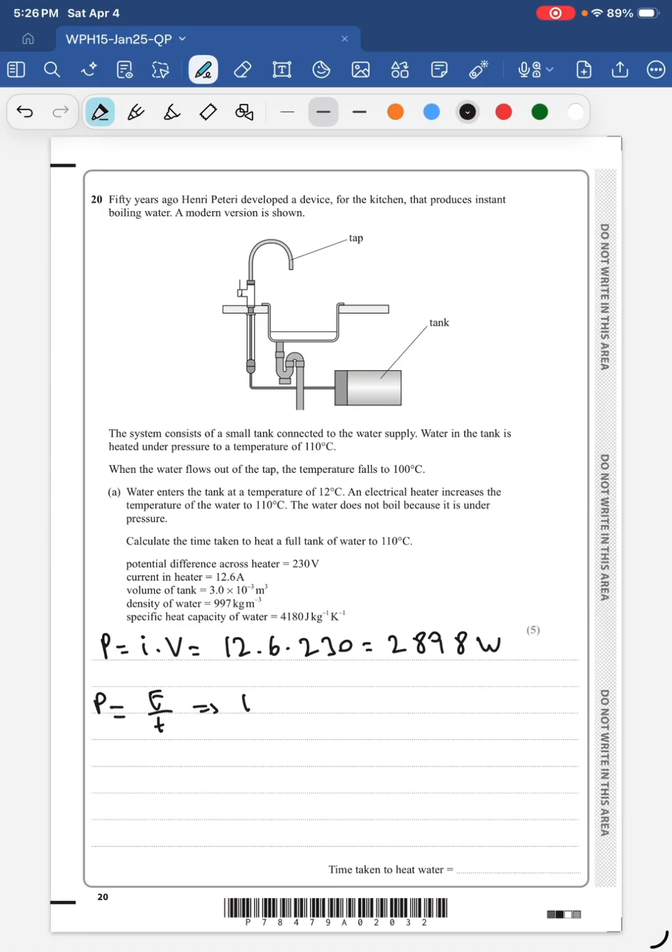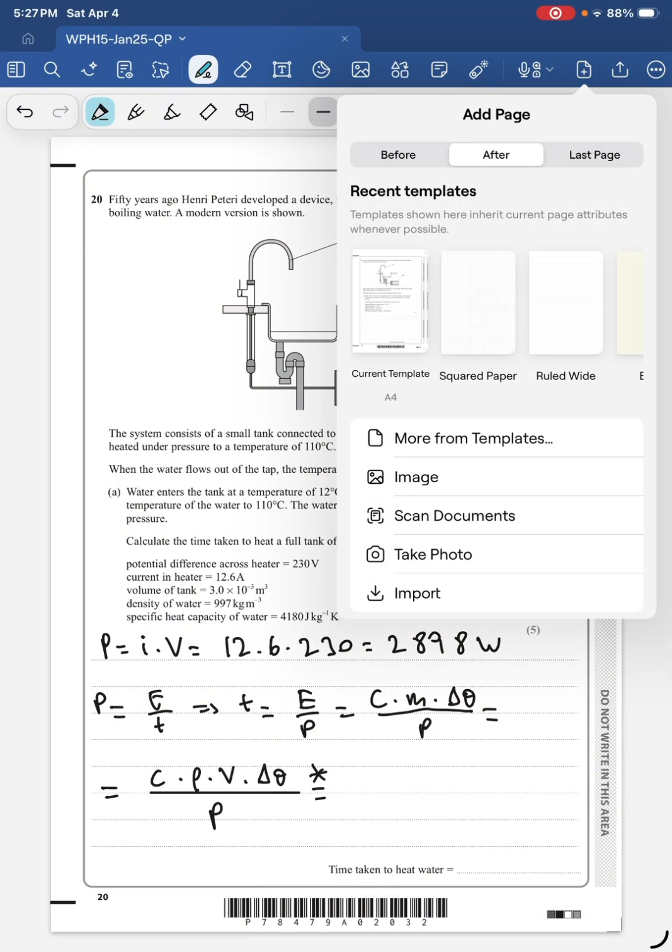So time is energy over power, where power is the power I just calculated, and the energy to heat this water is going to be equal to the specific heat capacity of water times its mass times the temperature change over the power. But they don't give us the mass, so we have to find it by multiplying the density of water times the volume of the tank, right? Times delta theta over P. All right, I'm gonna use a clean page.